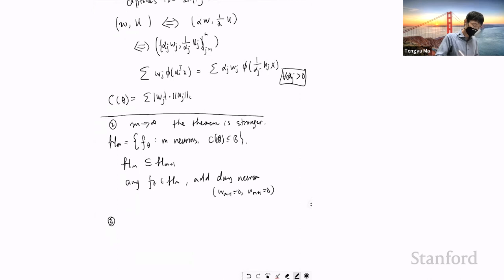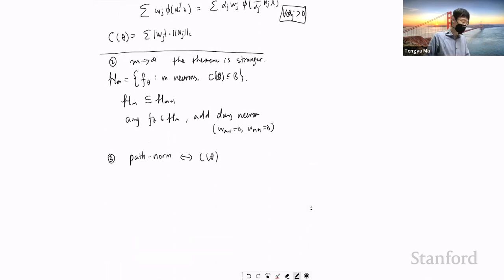Also, another small remark is that there's something called path norm. If you haven't heard of it, it probably doesn't matter. This is a complexity measure that people proposed and evaluated empirically. People found that this is correlated with the real generalization empirically, and this is very closely related to the definition of C(θ) here. In some sense, the path norm says that you look at all the paths from the input to the output, and you look at the total norms of all the paths.